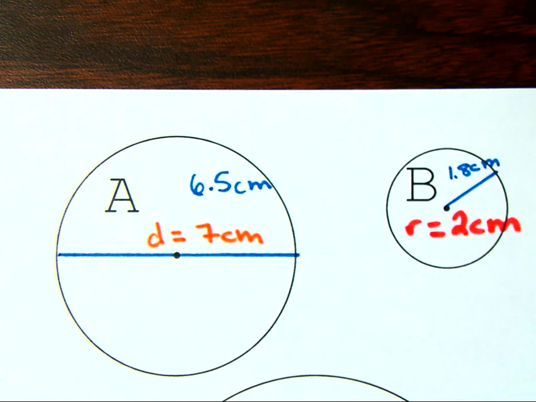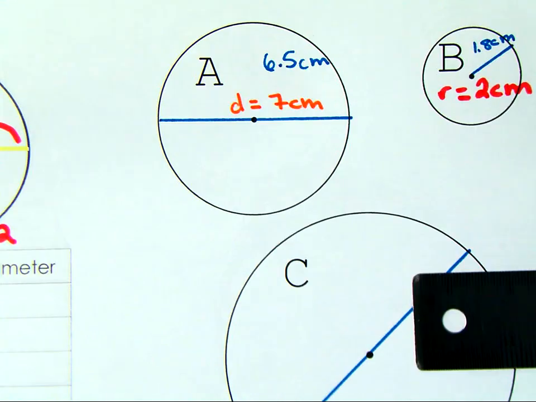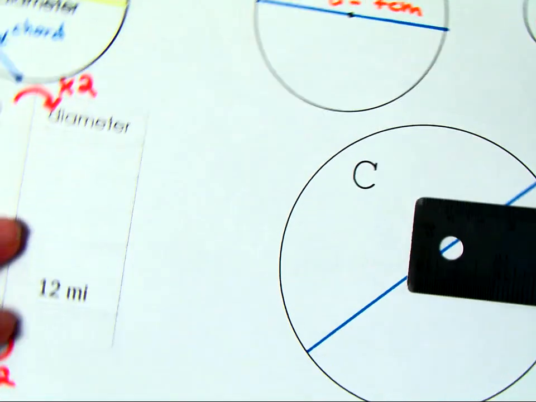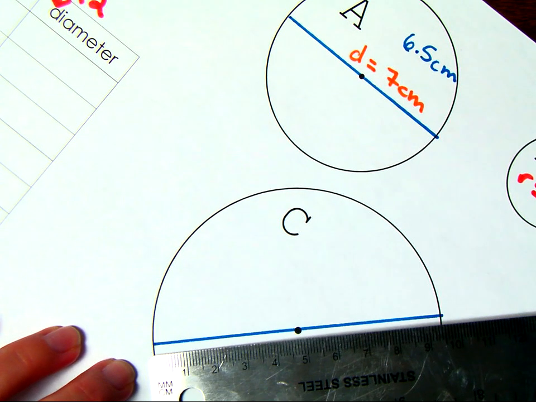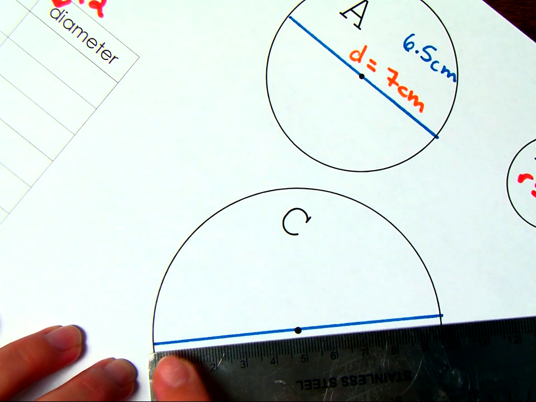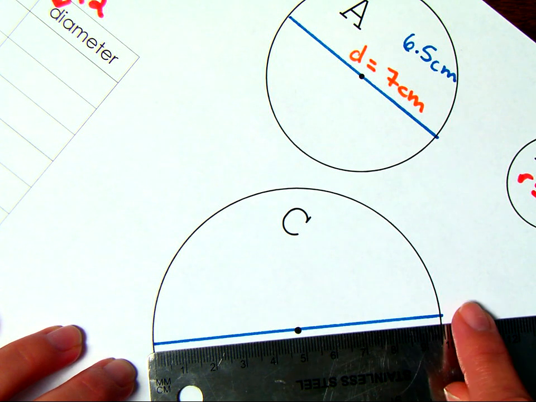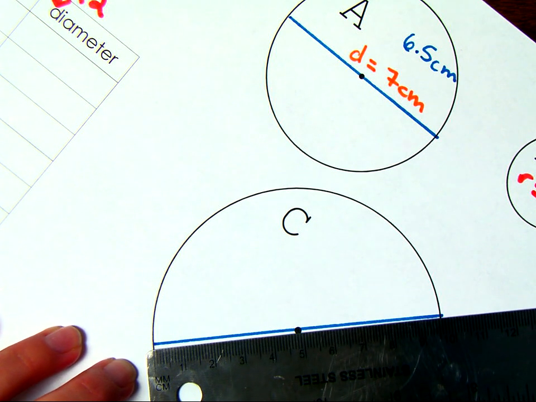Okay? So let's measure out this last circle, and then we're going to put these numbers together and see what's going to happen. So from the center to the edge is the radius, from the outside through the center to the other edge is the diameter. So in order for it to be the diameter, it has to go through that center.